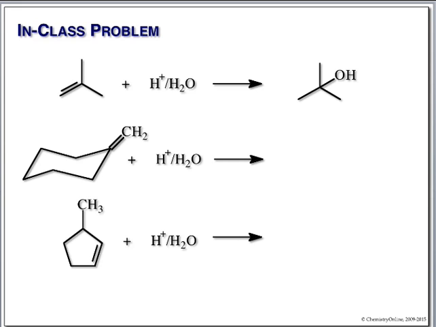For our next one, we have a primary carbon and a tertiary carbon. The carbocation will form on the tertiary carbon, and will look something like that. In our second step, water will add to the carbocation through the oxygen, lose a proton, and we will make the alcohol.